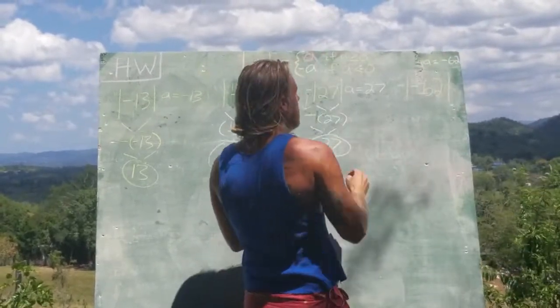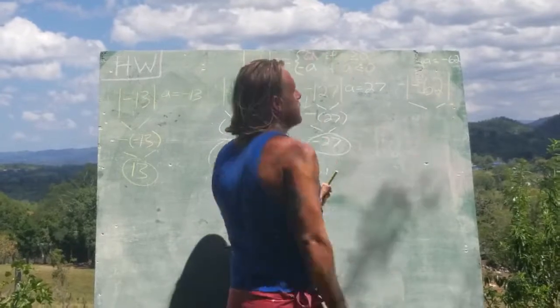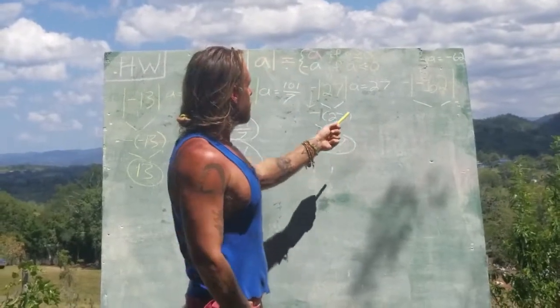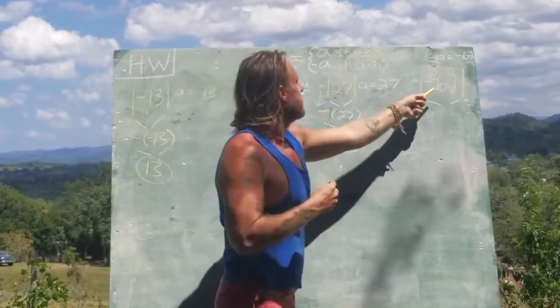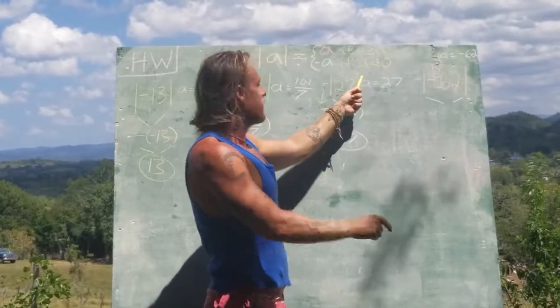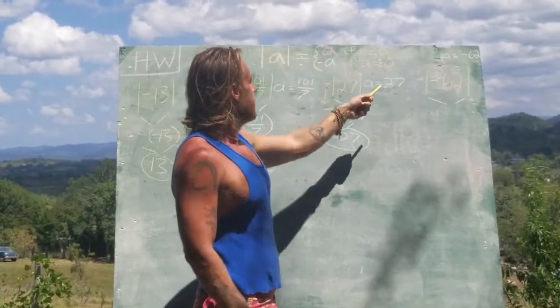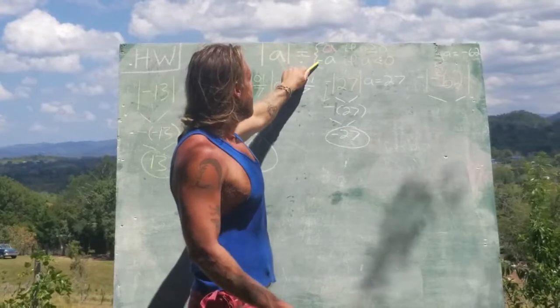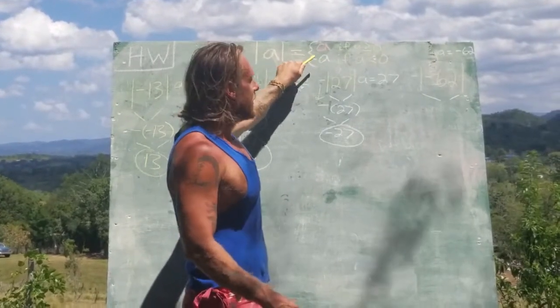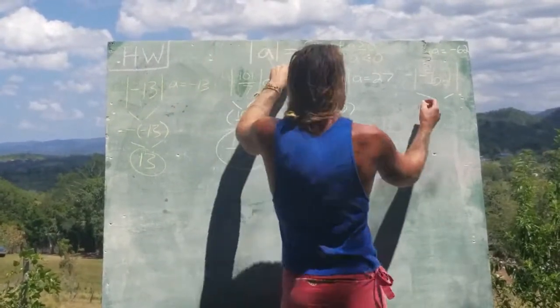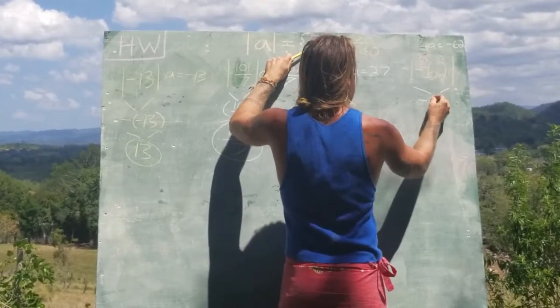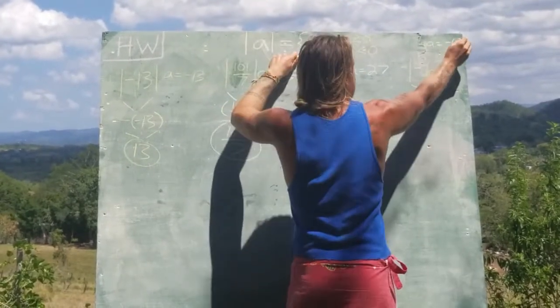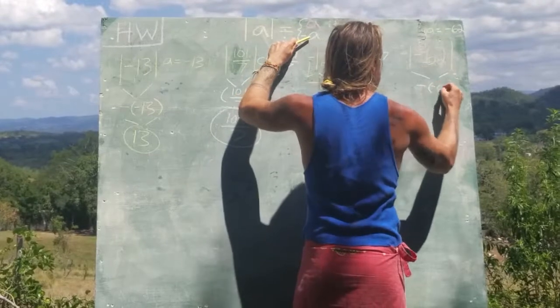Okay, let's evaluate the absolute value of negative 62. Well, negative 62 is certainly less than 0, so the absolute value of negative 62 will be negative A, or negative, negative 62. So our A is negative 62.